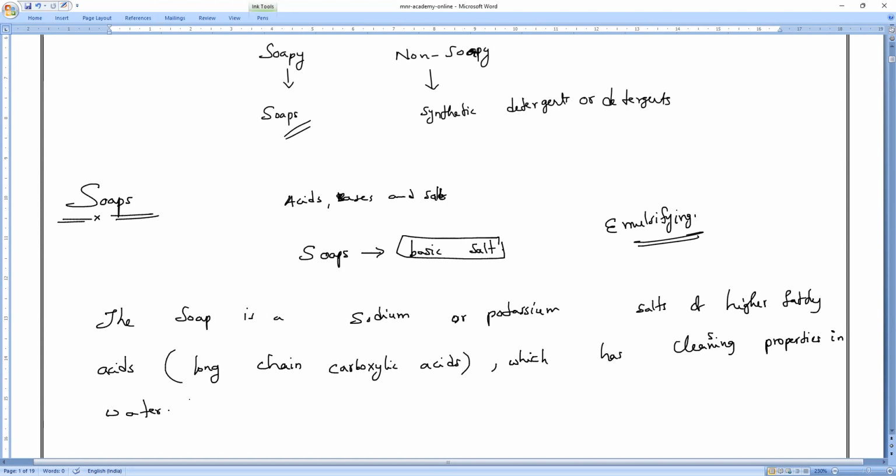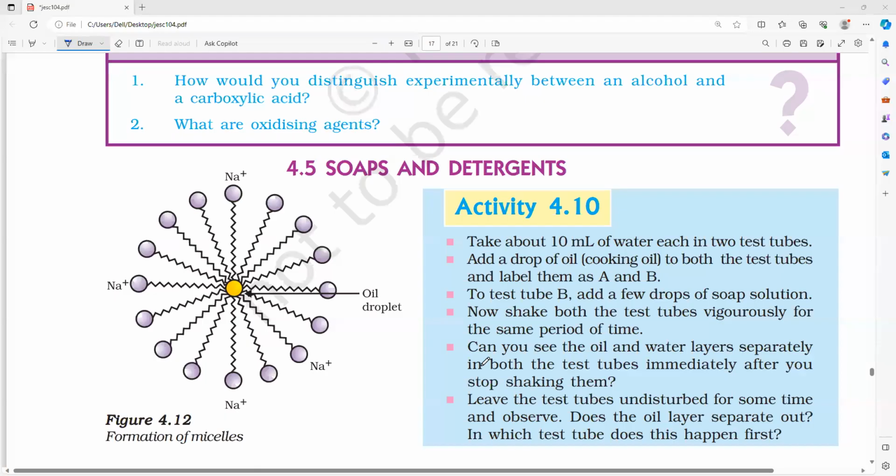Now if you observe very carefully, what soap is and how it works, there is an activity for you. We'll start with that activity and then proceed. First let us understand what soap is, and then we'll proceed to what soap contains. You can take Activity 4.10. As I said, from here I will also discuss the activities and we will proceed accordingly.